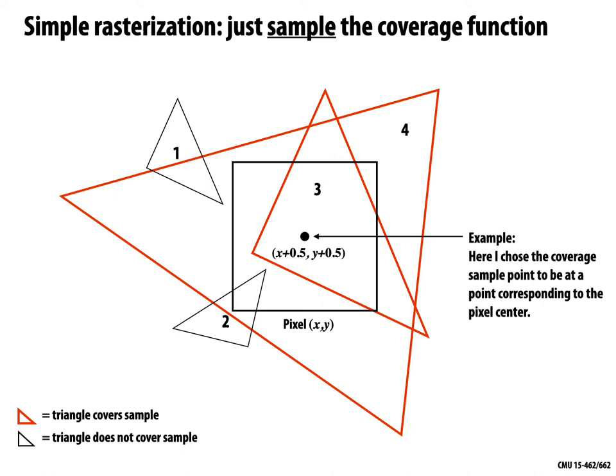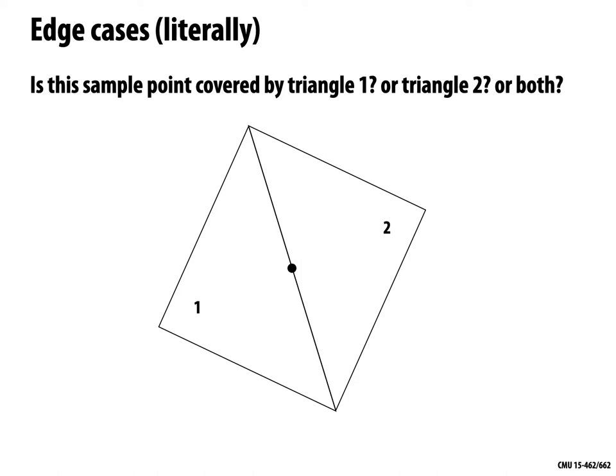So I have some sample point x, y, and maybe I put it halfway in the middle of the pixel. And for each triangle, I'm just going to evaluate the coverage function for that triangle at the sample point. Now, even this basic sampling process can be tricky. And we come back to this example. I have two triangles meeting at an edge, and that edge passes exactly through my sample point. So what do I do? Is this sample point covered by triangle 1, or is it covered by triangle 2, or is it in some sense covered by both of them?